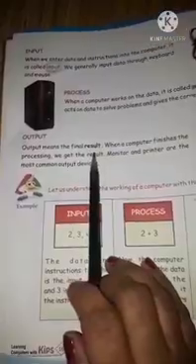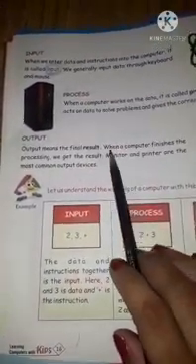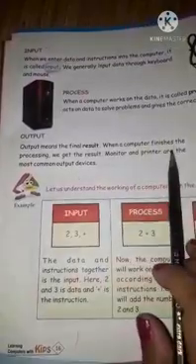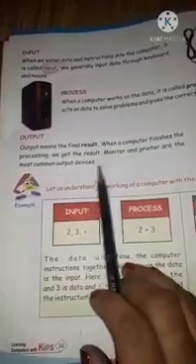output. Output means the final result. After processing, we get the final result, that is output. Monitor. When a computer finishes the processing, we get the result. Monitor and printer are the most common output devices.